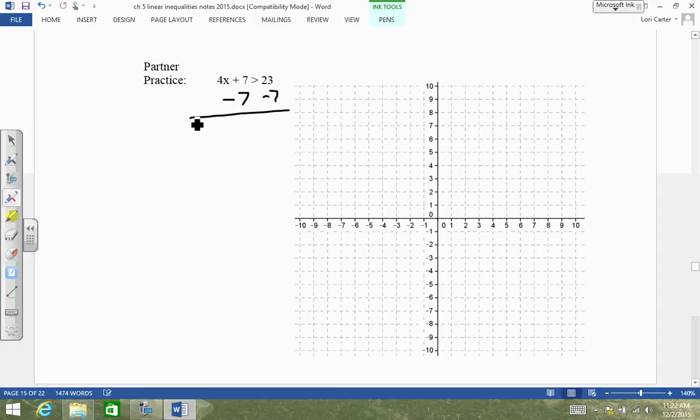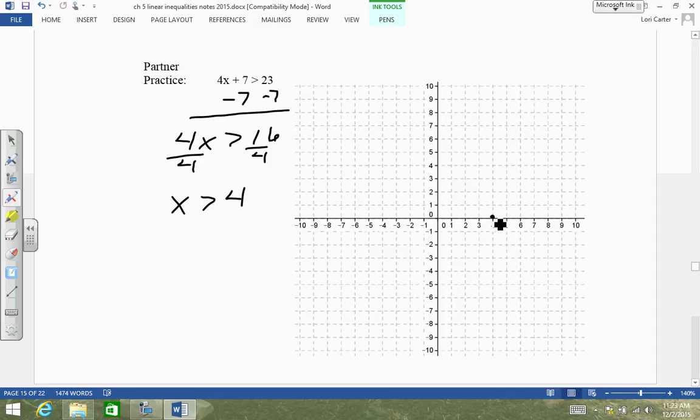You get 16. So 4x is greater than 16. Why are we moving the 7? Because I don't have a y. So since I don't have a y, I have to solve for x. So now I divide by 4, and then you get x is greater than 4. How do I graph it? You put a dot on 4.